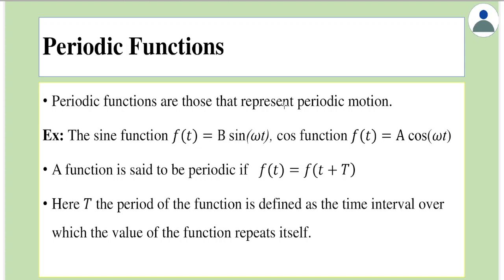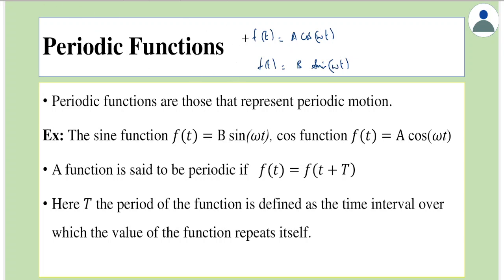There are many such functions, but the most commonly used periodic functions are the sinusoidal functions, which means either sine waves or cosine waves. Its general form would be some function of time equal to a constant, which is called the amplitude, into cos omega t, or a constant into sin omega t.